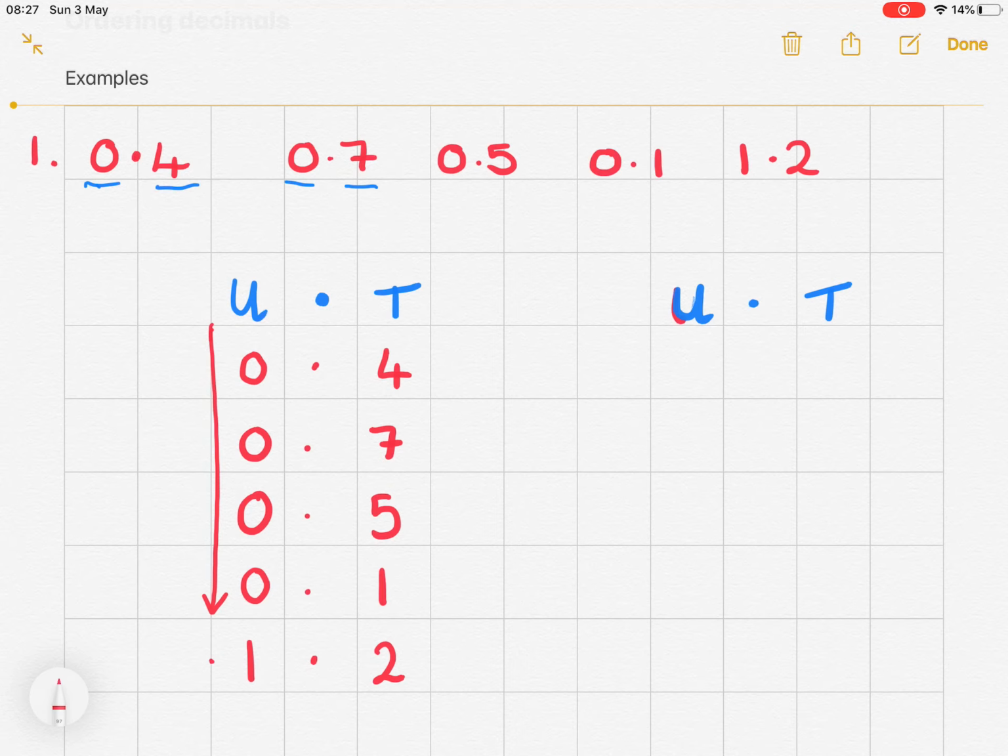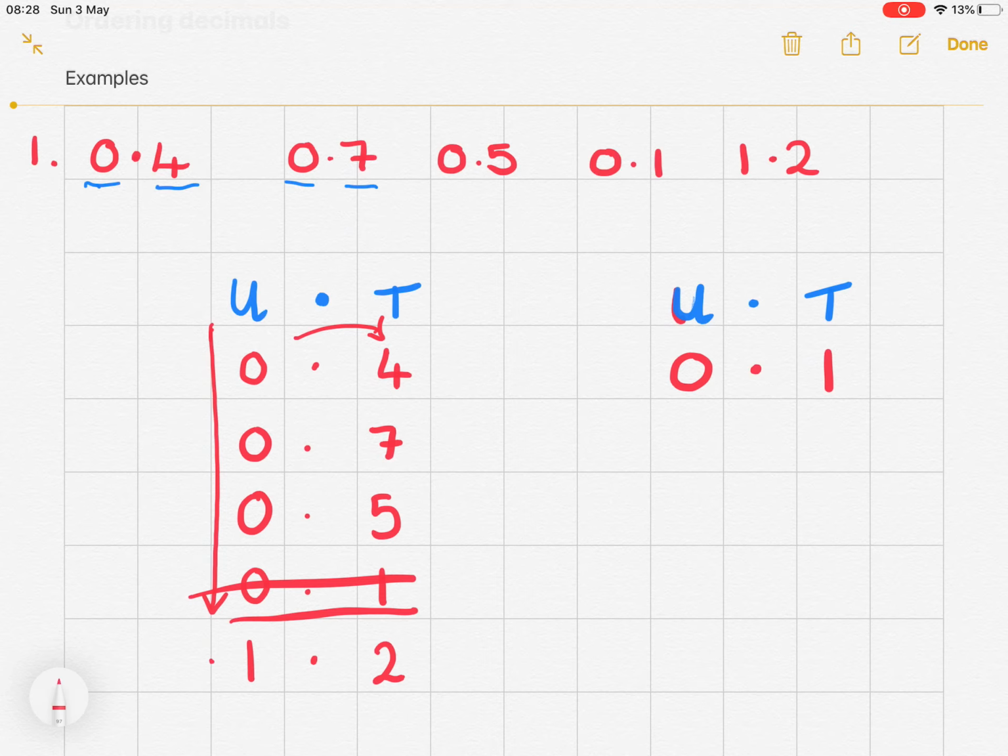So that means because they're all the same, we then need to move over to the next column into our tenths, and we need to find which one of these is the smallest. So 4, 7, 5, 1. 1 is the smallest number, which means that one there must be the smallest. 0.1. Okay, so we've done that one. I'm going to score it out, and then I'm going to do the same again. So these 3 here are the smallest.